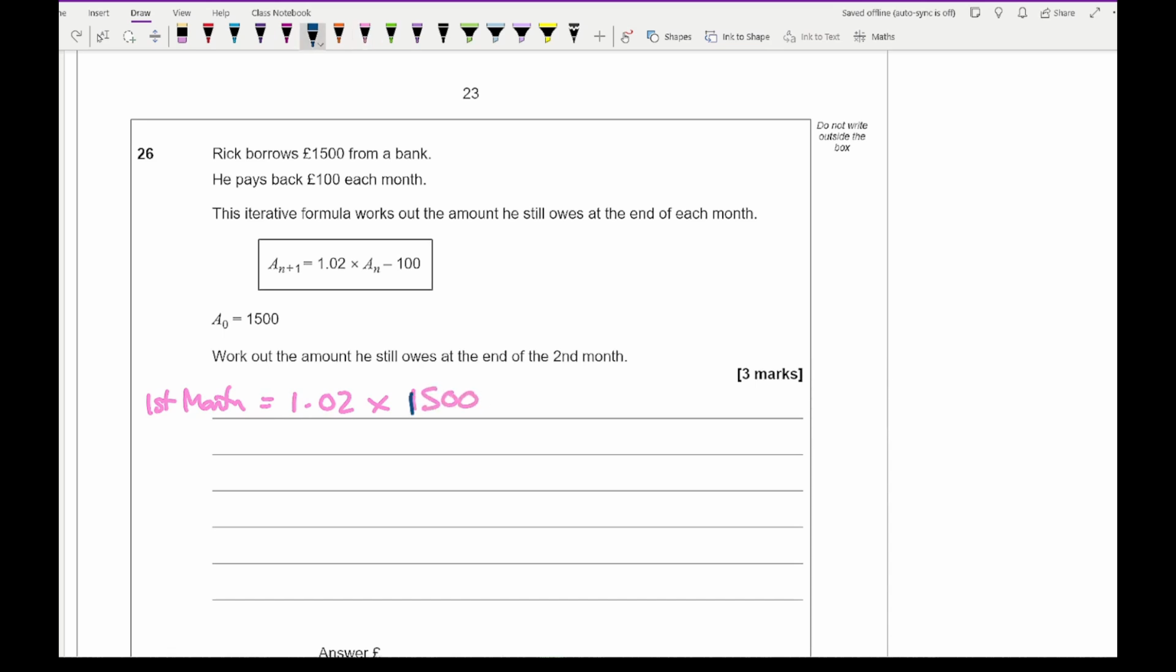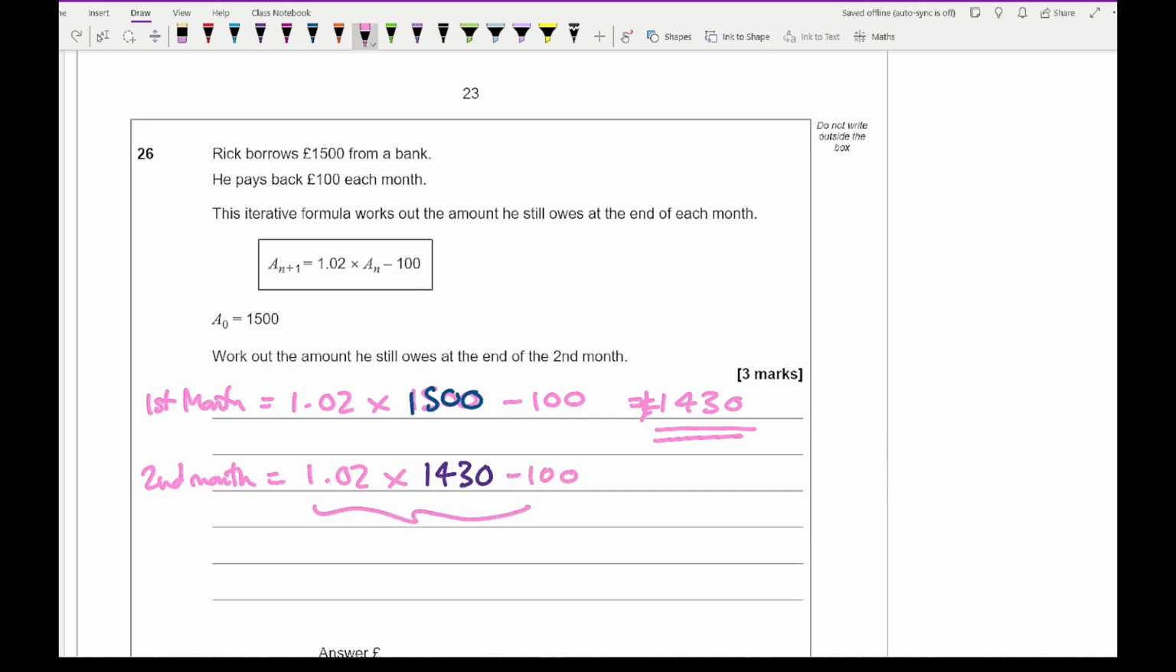Let me just write that in a different colour. And we subtract 100. Now, if I type all of that into my calculator, I get an answer of £1,430. So then for the second month, that's going to be 1.02 multiplied by the previous answer, which is 1,430, and then we take away 100. So if I type this all into my calculator, I get an answer of £1,358.60, and that is how much he still owes.